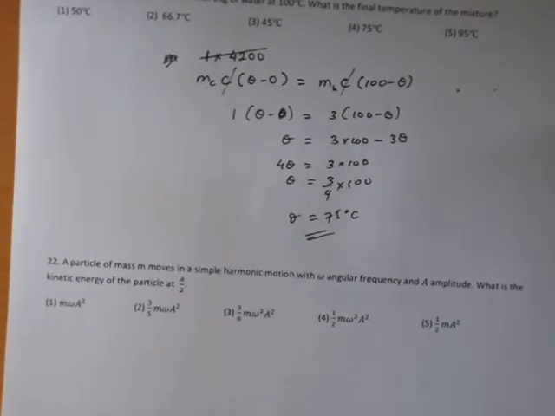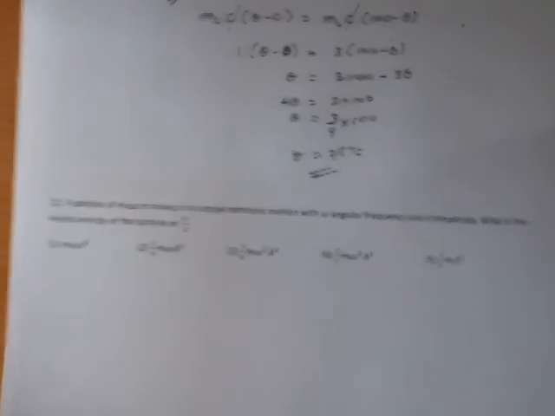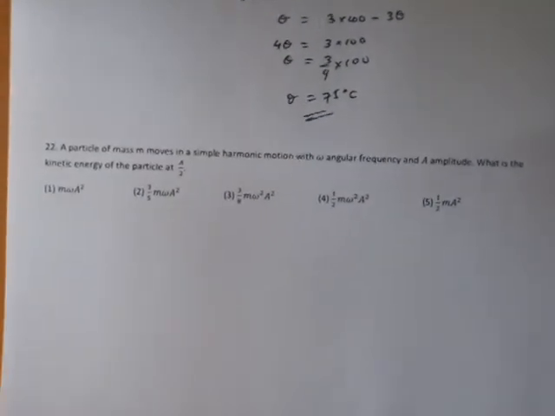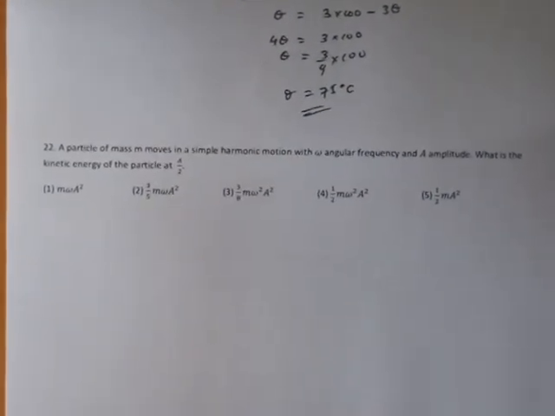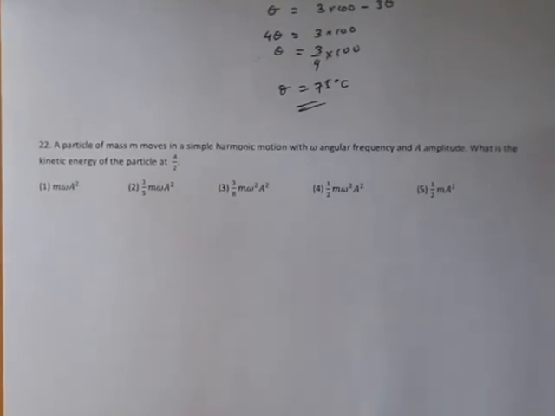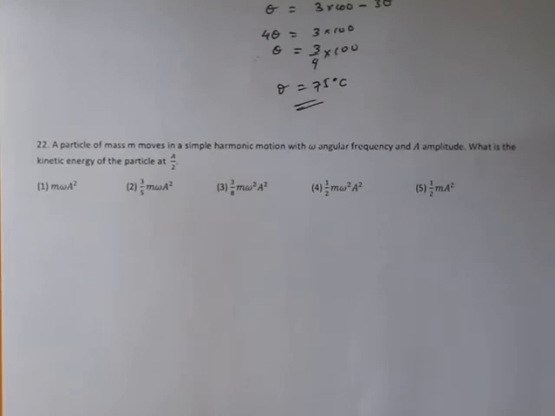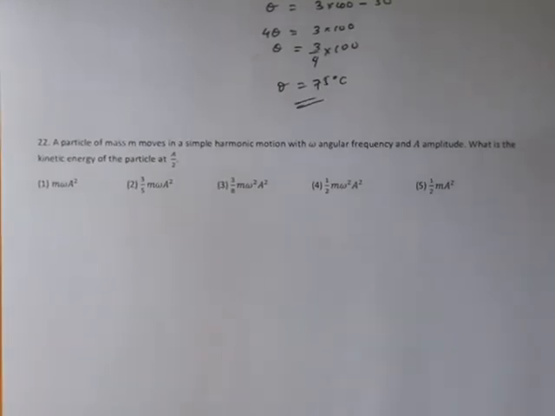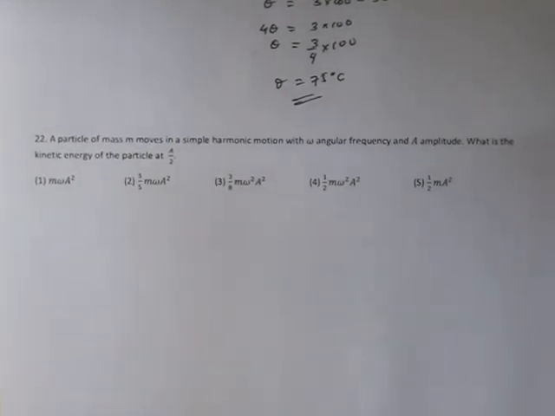And the next question, 22. A particle of mass m moves in simple harmonic motion with angular velocity omega, or angular frequency, and amplitude capital A. What is the kinetic energy of the particle at A over 2?